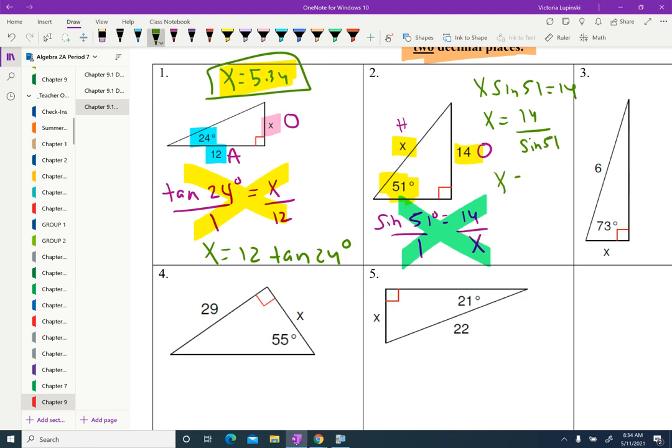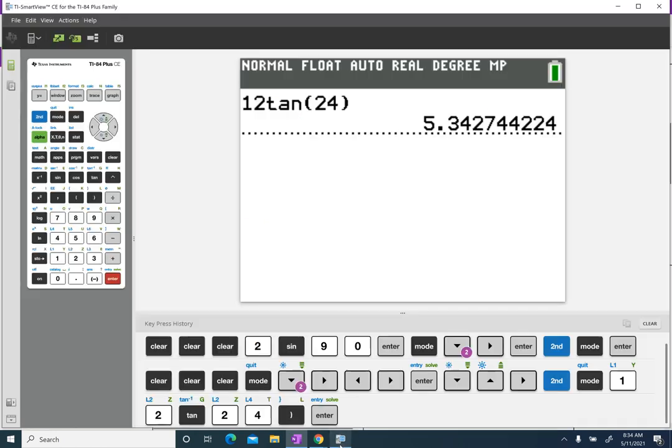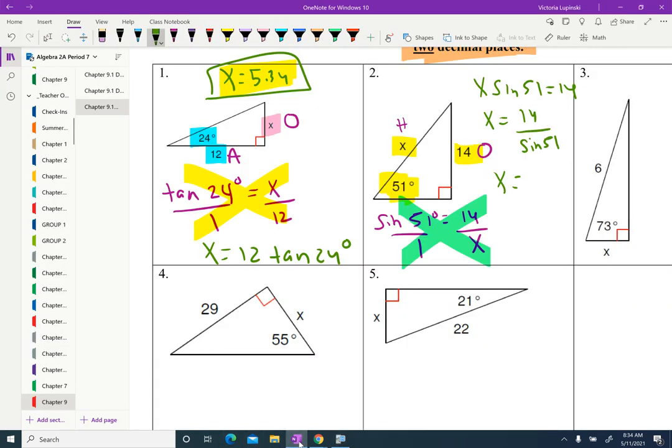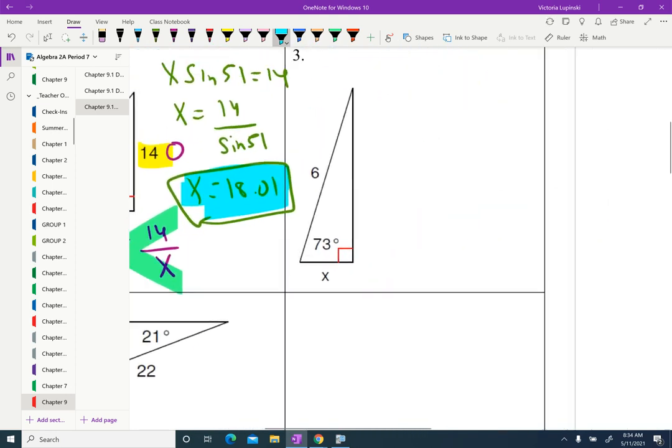In order to do that, if we go back to our graphing calculators, you're now going to do 14 divided by the sine of 51. And again, make sure you're using the division key. Make sure you close your parentheses. You're going to take that answer, round it to 2 decimal places, which would be 18.01. So again, the better you get at these, maybe you don't have to write the opposite, the hypotenuse, and the adjacent, but certainly it's always an option if it's helpful.